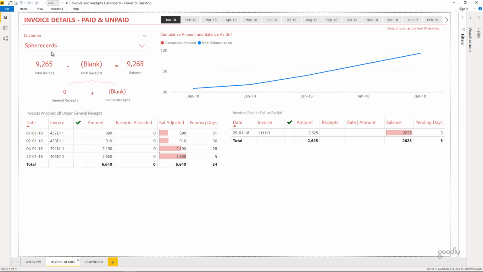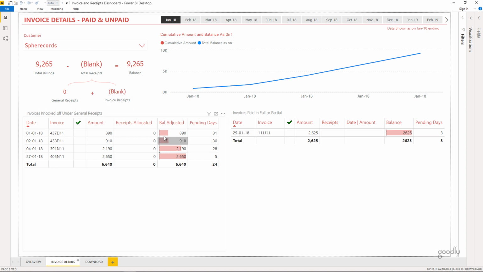Now you can take a look. We have selected a customer called Sphere Cards here, and we are in the month of Jan 2008. In the month of Jan, we raised all these invoices, a total of 6,640. We did not receive any money from the customer, so everything is pending. We also did one more invoice of 2,625, and the customer decided to pay specifically against that particular invoice.